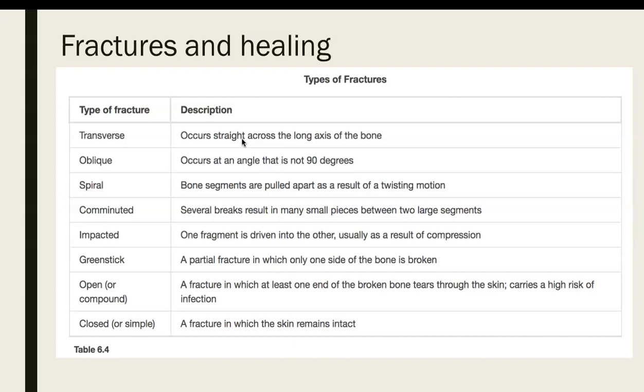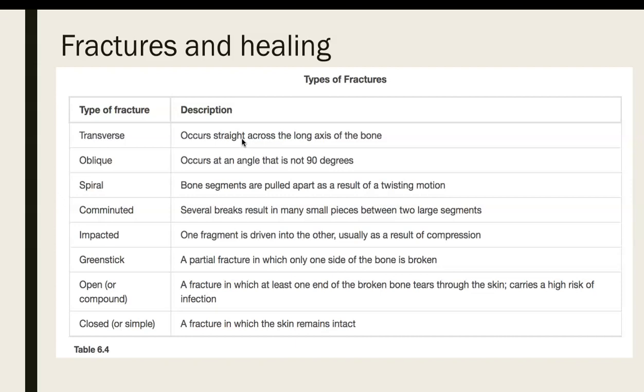Probably more often than not, those breaks don't occur perfectly straight across, and rather occur at some angle. And when the break occurs at an angle, it's referred to as oblique. So oblique fractures are those that occur at some angle relative to the perpendicular axis of the shaft of the bone. A spiral fracture occurs when a bone is twisted, and the twisting results in some form of fracture.